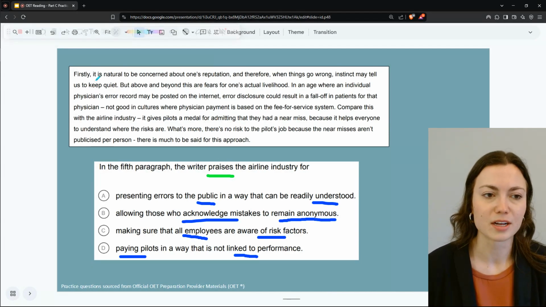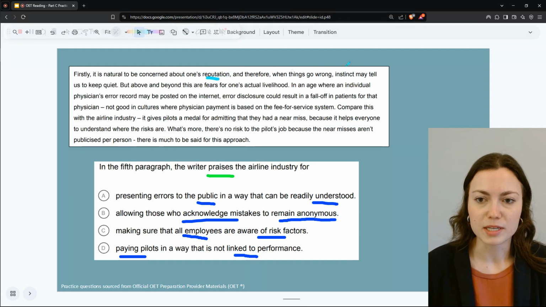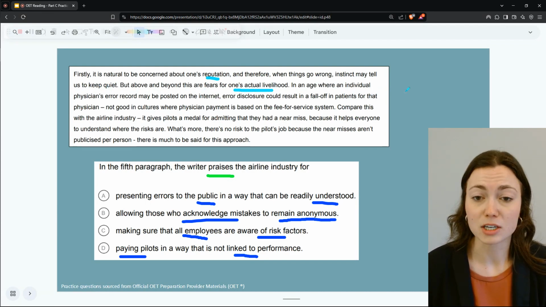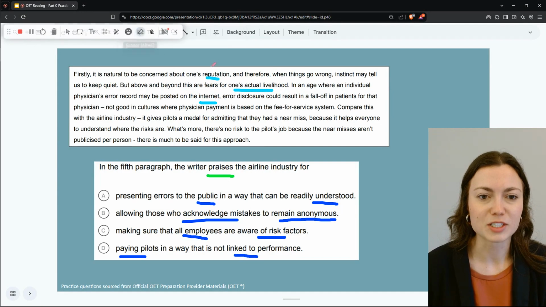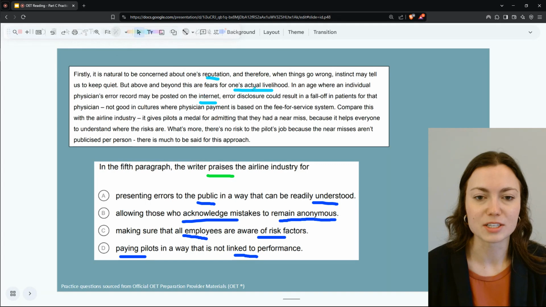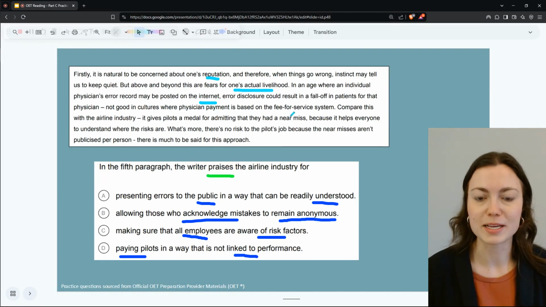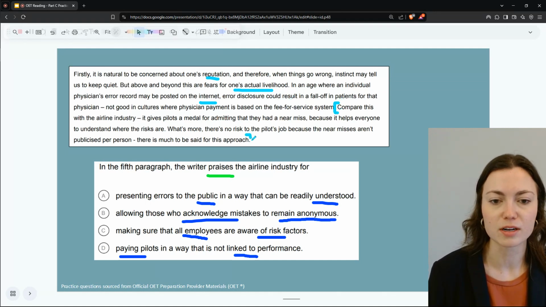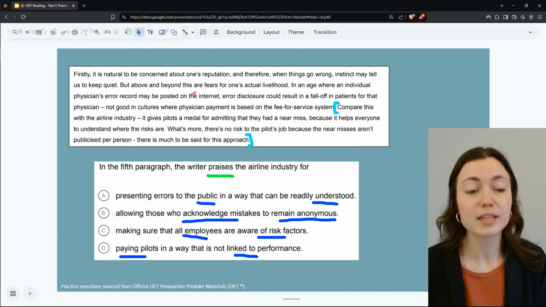So what do we see in here? We see talk about reputation, our instinct being to keep quiet, and then fearing one's actual livelihood, talking about things being posted on the internet, and just highlighting key phrases here in each sentence. And just talking about cultures where physicians' payment is based on a fee-for-service system, compare this with the airline industry. So this is really what we're focusing on, although we may need other details in the previous sections. So let's erase some of that.